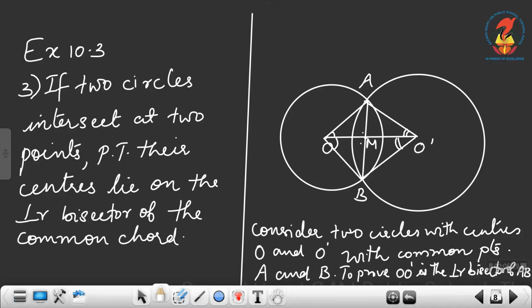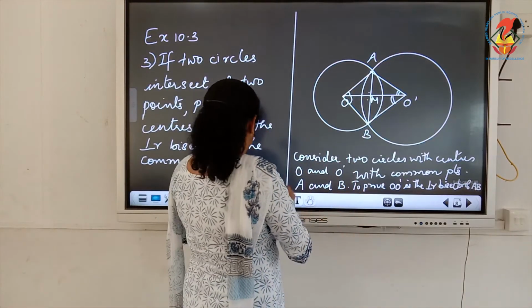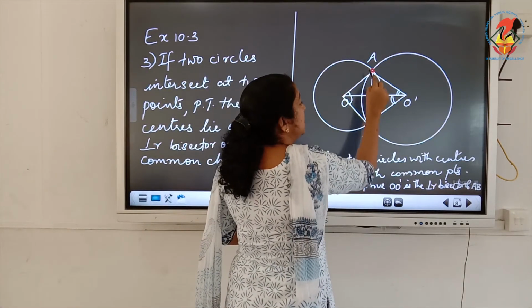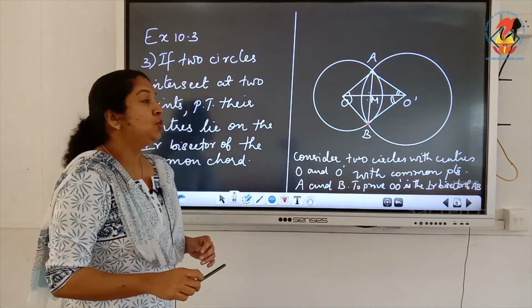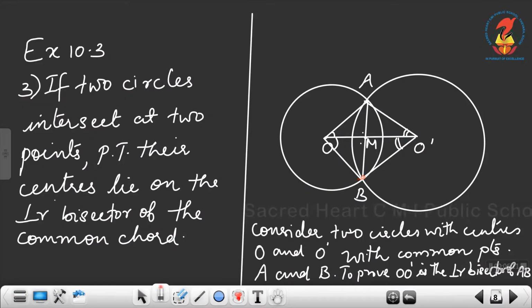Then exercise 10.3, third question. If 2 circles intersect at 2 points, prove that their centers lie on the perpendicular bisector of the common chord. Two circles intersect at 2 points A and B. We have to prove that their centers lie on the perpendicular bisector of the common chord.